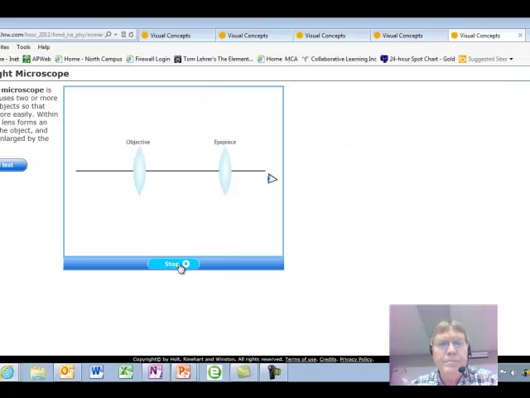A compound light microscope uses two converging lenses to create a highly magnified image. The two lenses are called the objective lens and eyepiece lens. The lens closest to the object is called the objective lens. The object being examined is located at a distance of between 1 and 2 focal lengths from the lens. At this location, the objective lens forms a real image of the object near the eyepiece lens. The image is located within the focal length of the eyepiece lens.